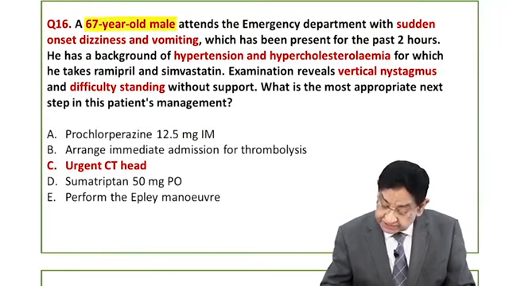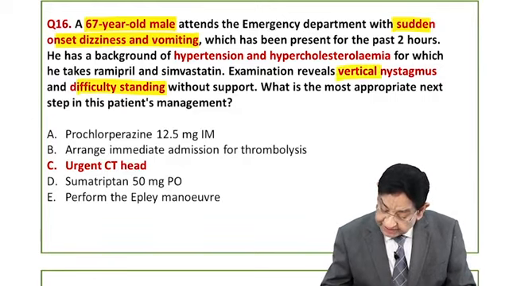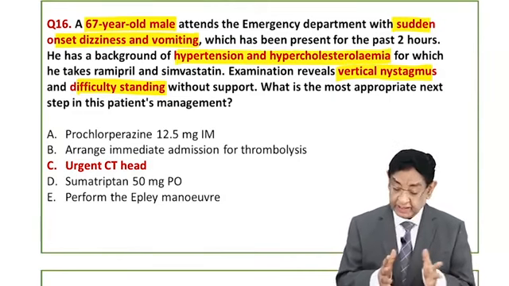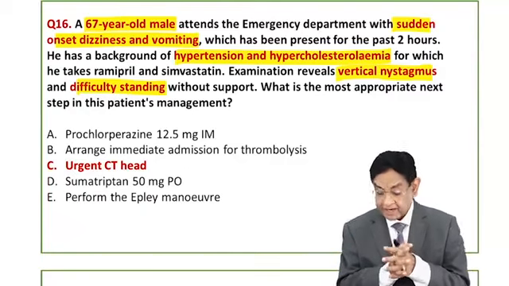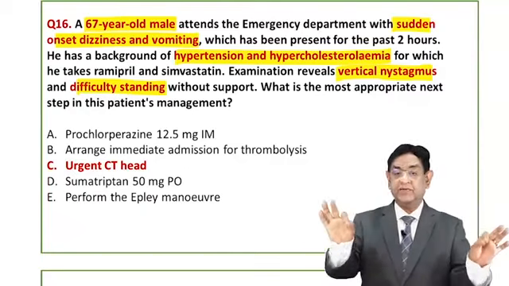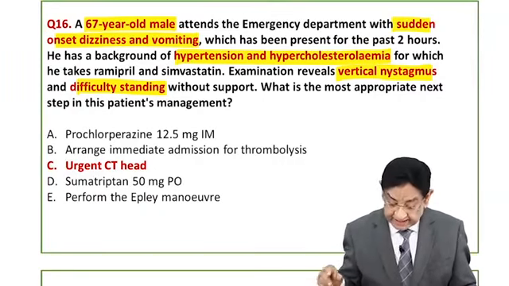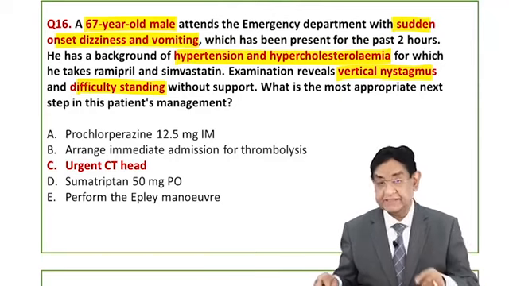60-year-old man, sudden dizziness and vomiting. Okay? Difficulty in standing, vertical nystagmus, hypertension and hypercholesterolemia. Well, an elderly man coming to you with sudden onset of dizziness and vertigo, and he's not able to stand also. Oh, and there is vertical nystagmus.